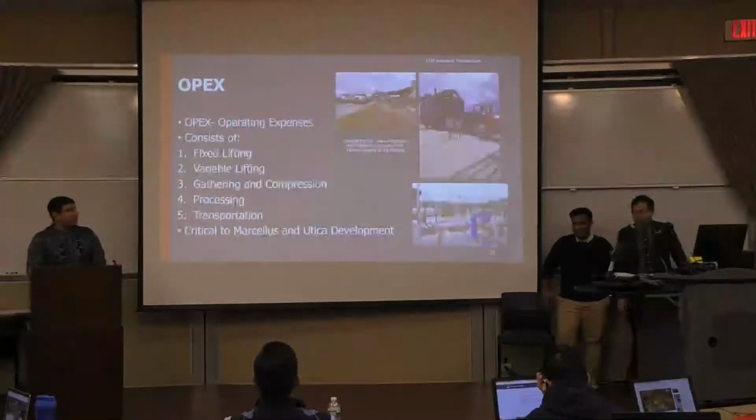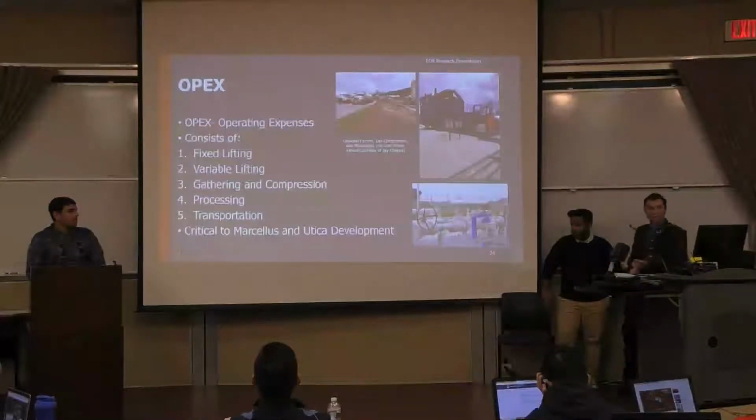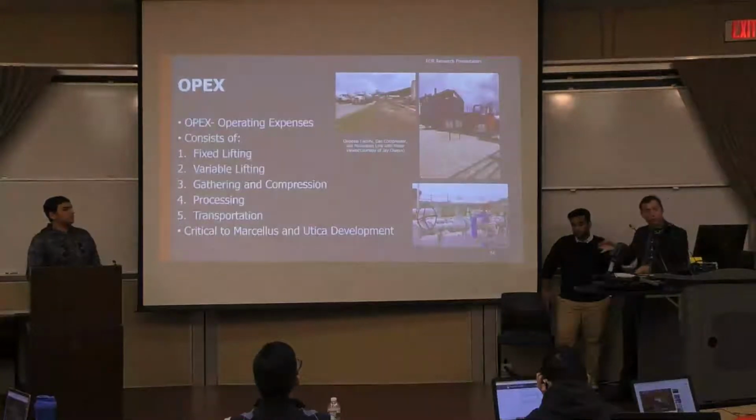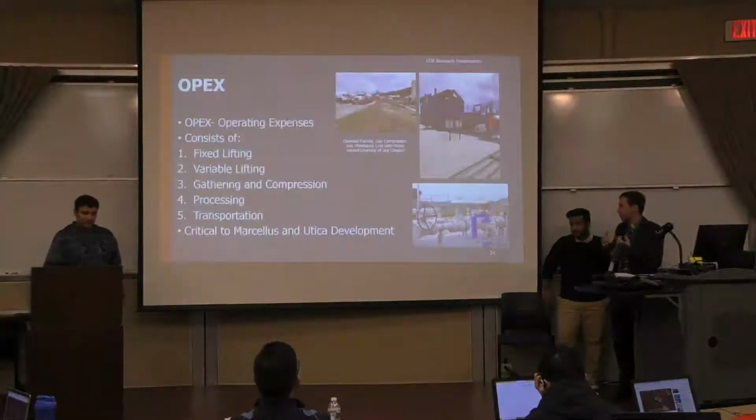The next thing we talk about is the OPEX, which is your operating expenses. That consists of your fixed lifting costs, like your stone, mow the grass. Variable lifting, which is on a per MCF or per barrel basis, so that would be like your water production, for example. Gathering and compression, so the cost for your midstream, obviously, to be able to gather that gas or hydrocarbon, and then obviously compression costs.